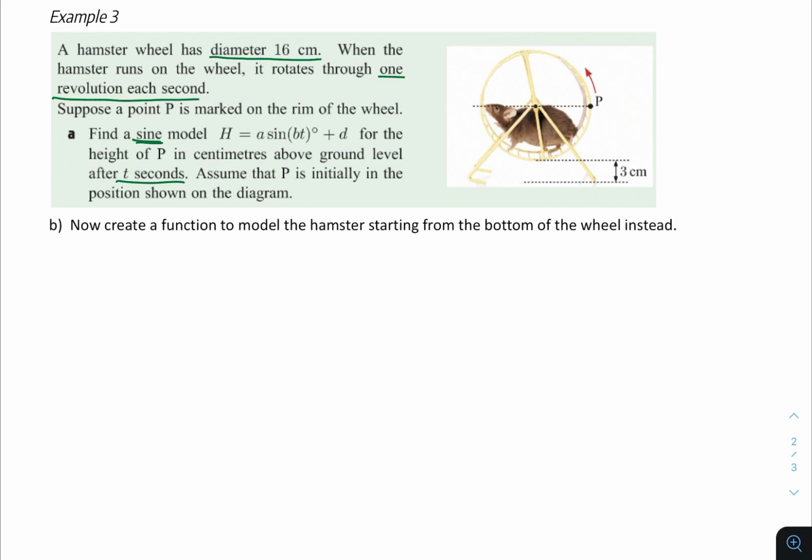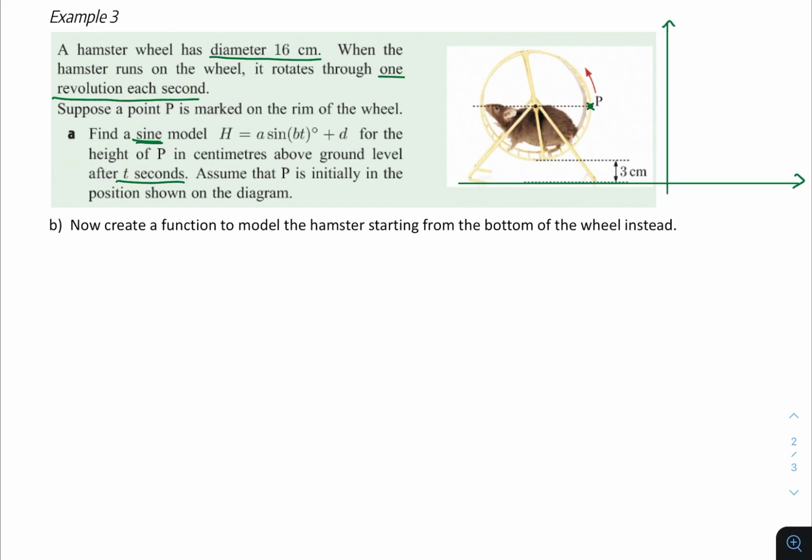Okay, so we're trying to model this point P rotating around the wheel. Whenever you have these circular motion questions and you need to create a function, my number one tip is to draw a picture right next to the wheel. So that's what I'm going to be doing here. I'm going to be using the ground as my x-axis, and then I'm going to have my y-axis right here.